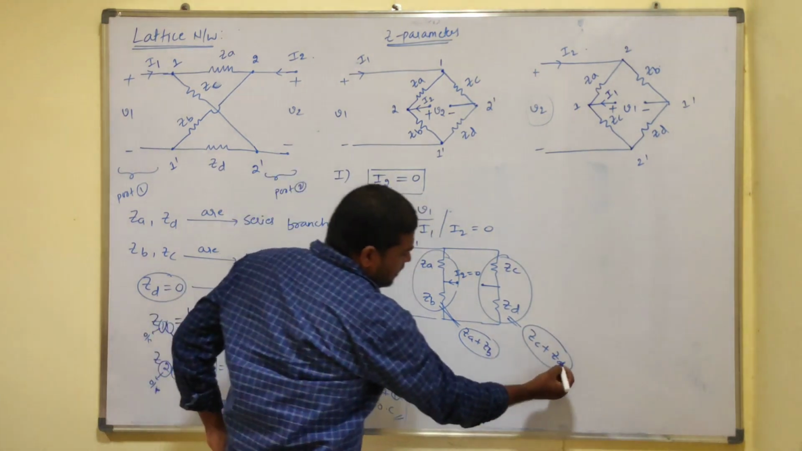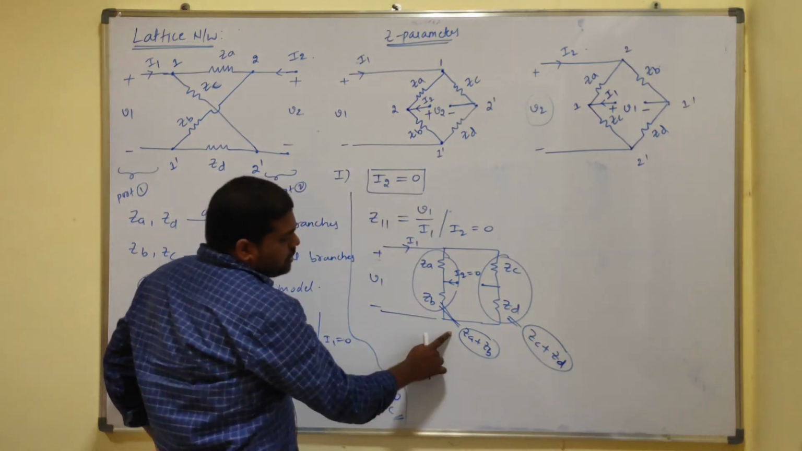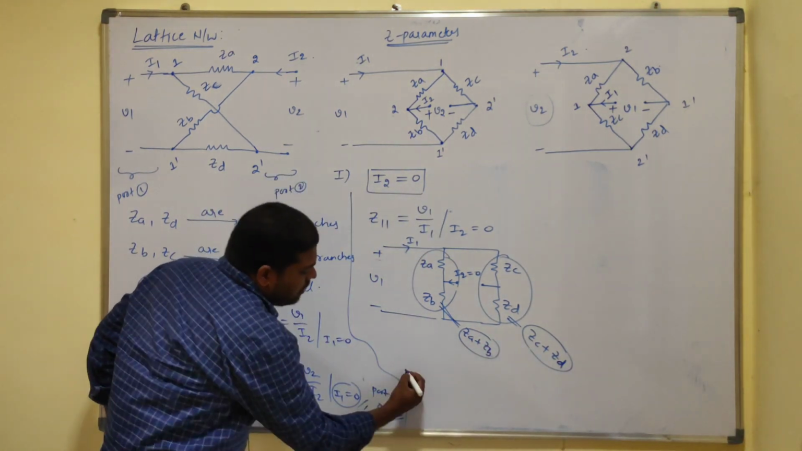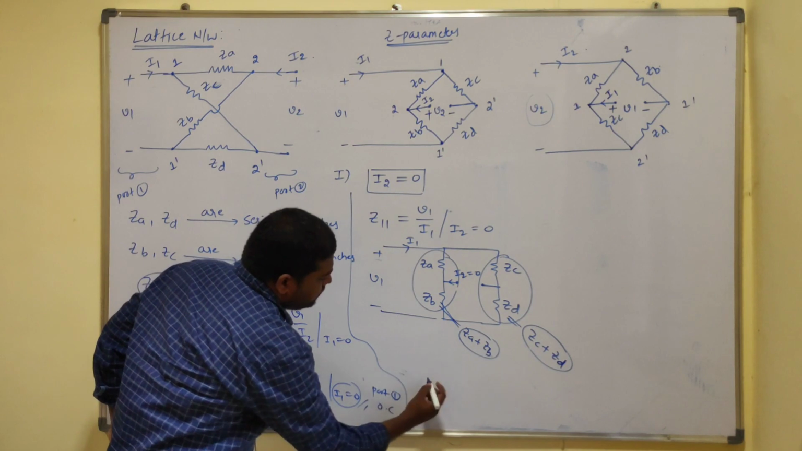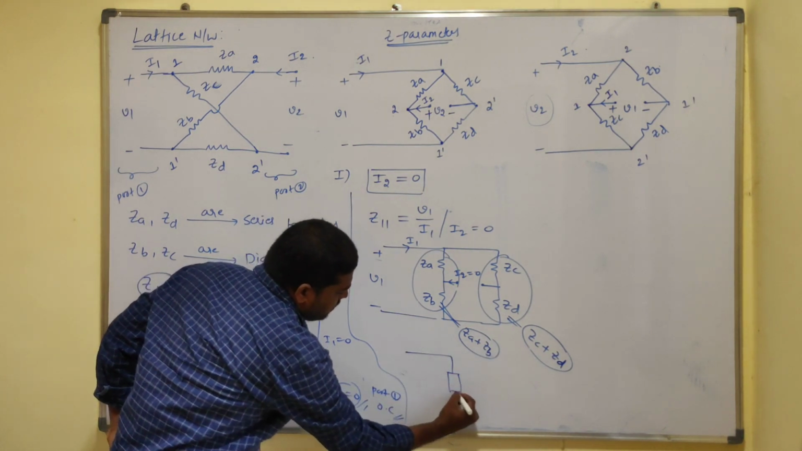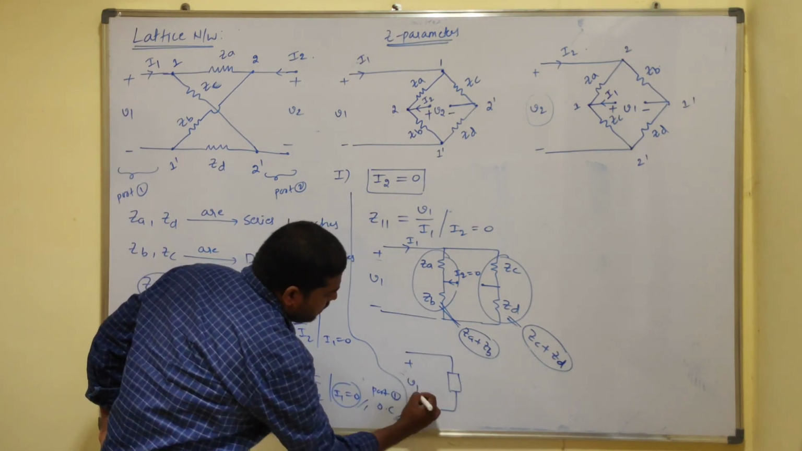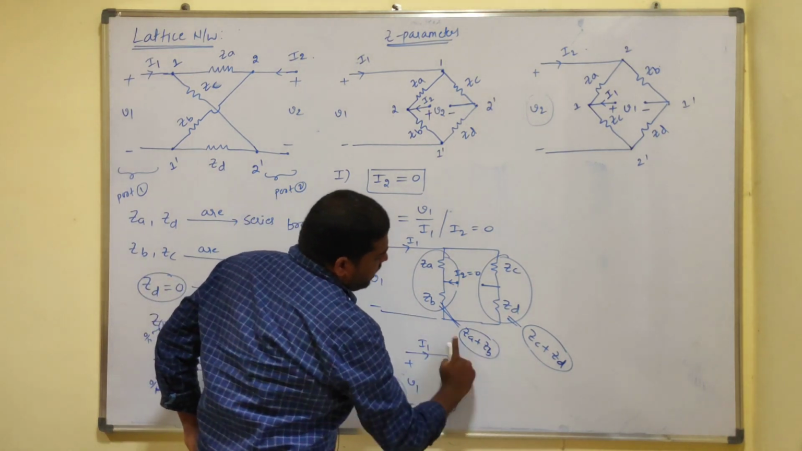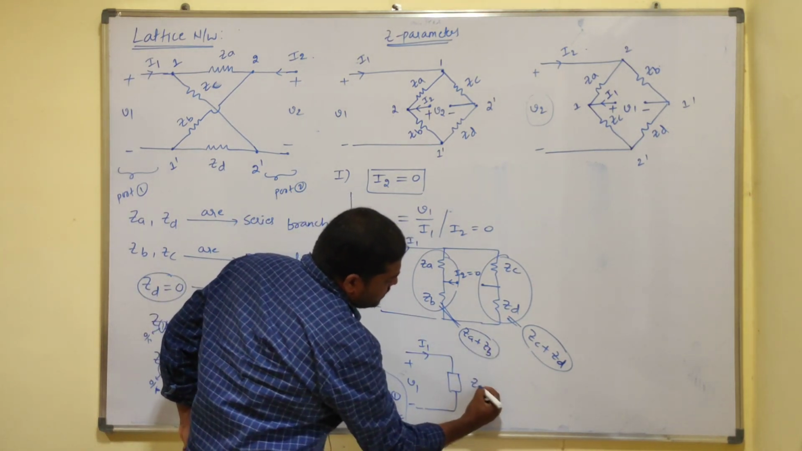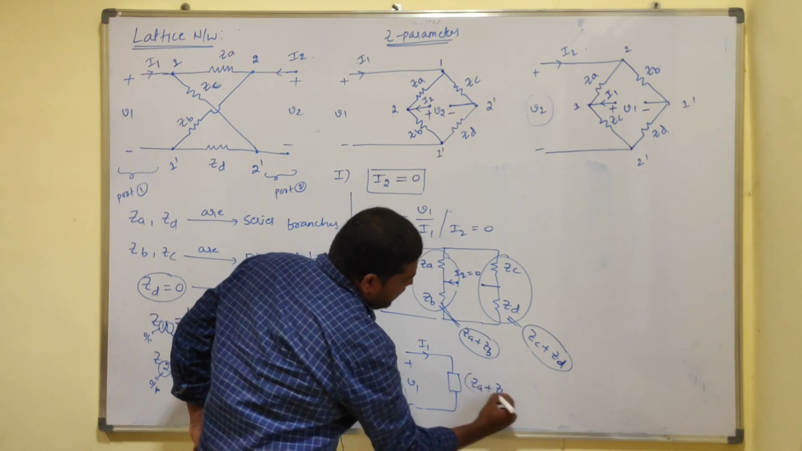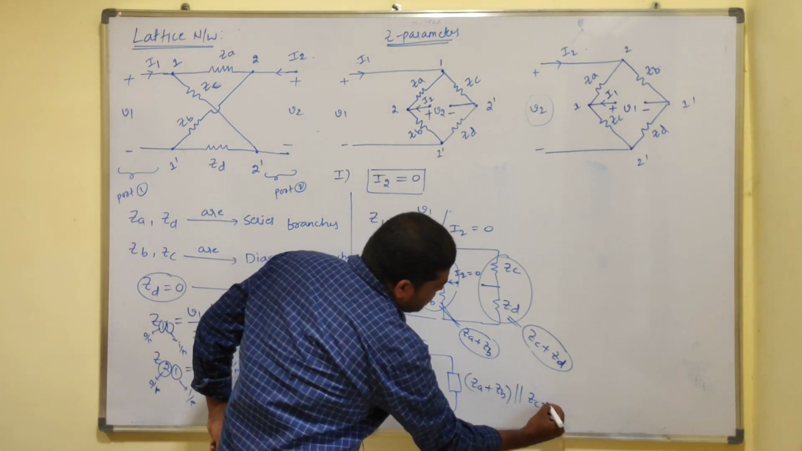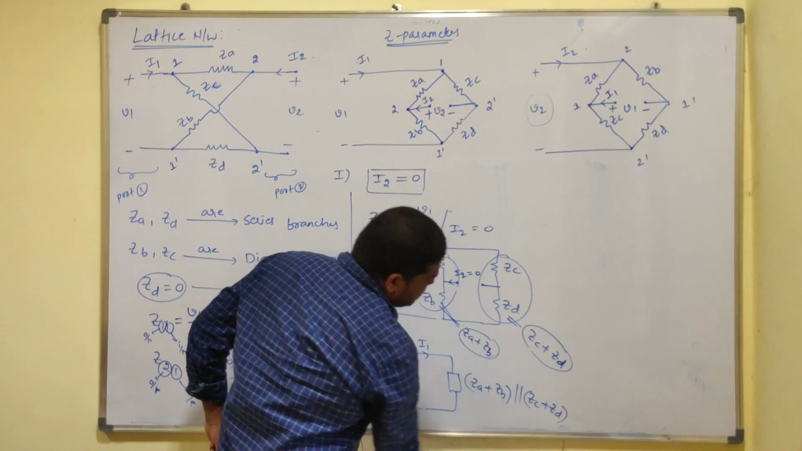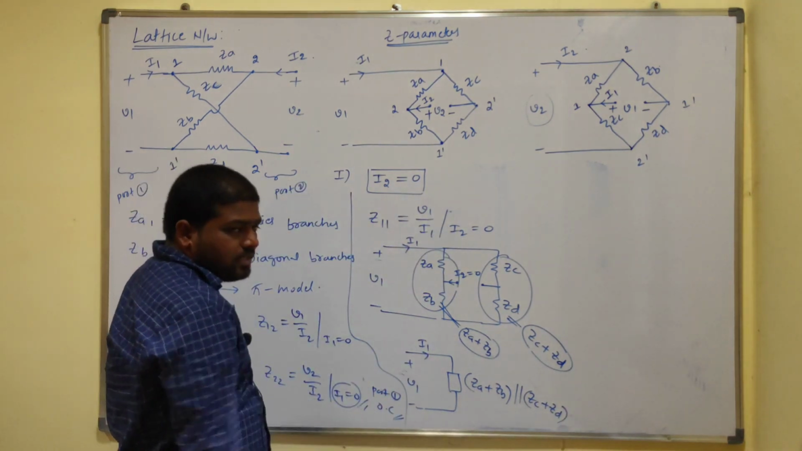Now this is ZD. These two branches are in parallel, right? So now the circuit is V1 and I1, and this resistance is the parallel combination of these two branches. So ZA plus ZB in parallel with ZC plus ZD. This is your resultant circuit.